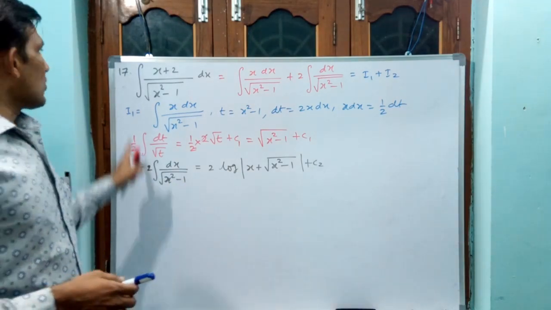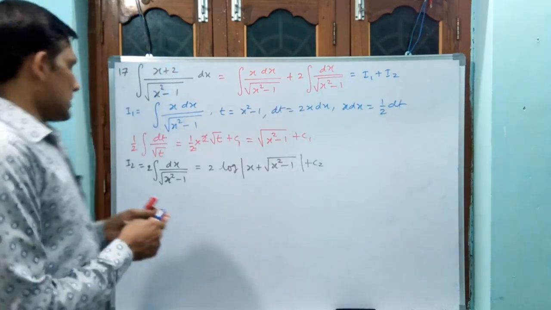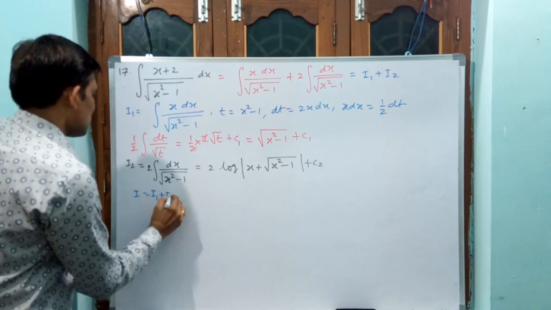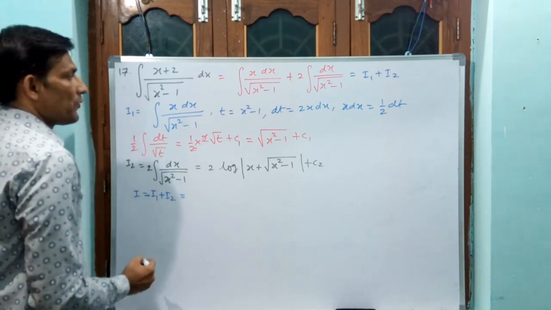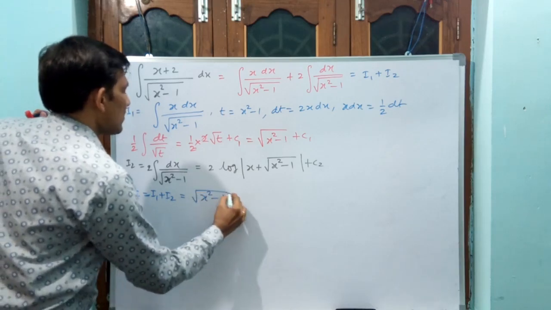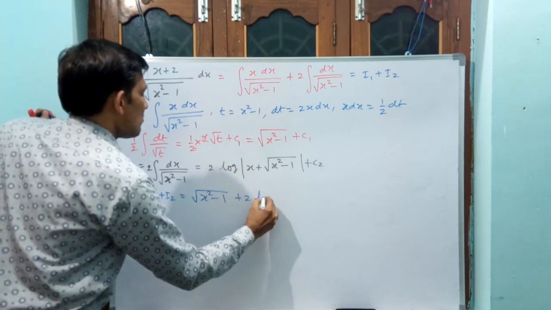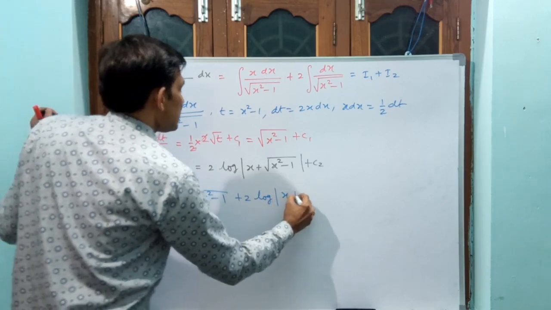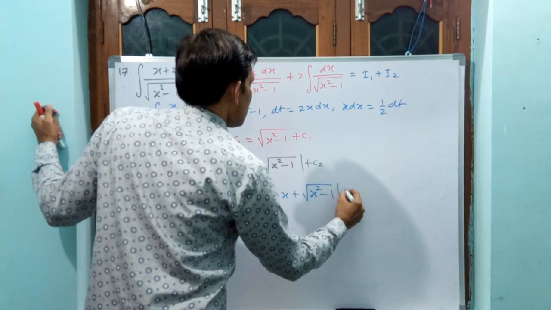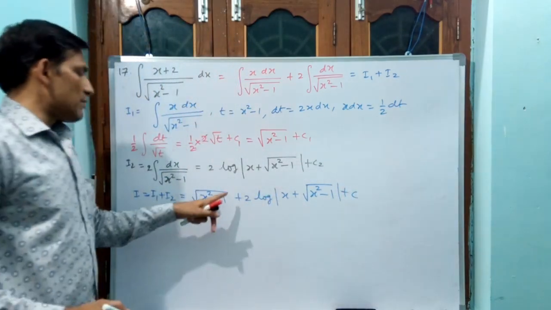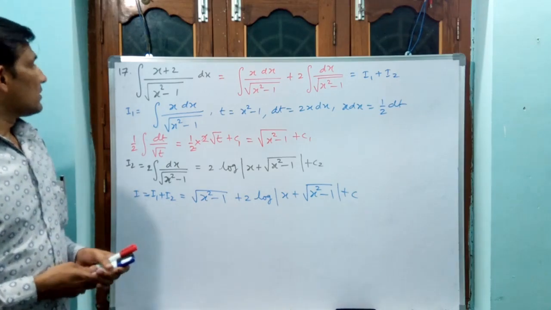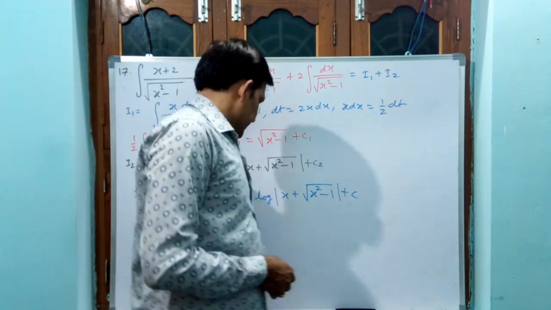Then what is the total integration? I1 plus I2. Write down. I is equal to I1 plus I2, which is equal to, write down, square root of x squared minus 1 plus 2 log modulus of x plus square root of x squared minus 1, plus c. Now you write c. Why? Because c1, c2 I have removed and directly I have written c.